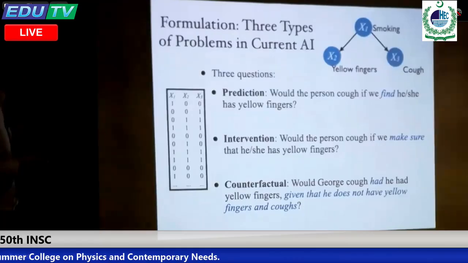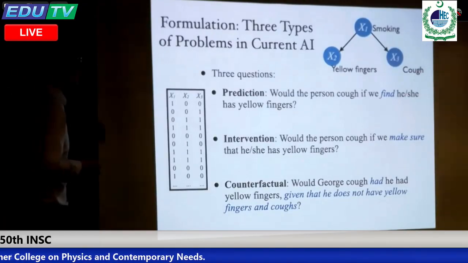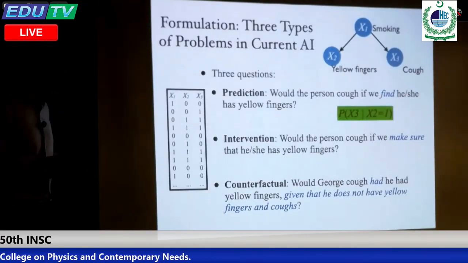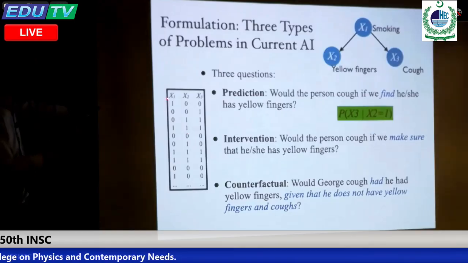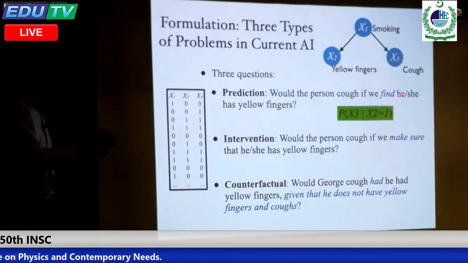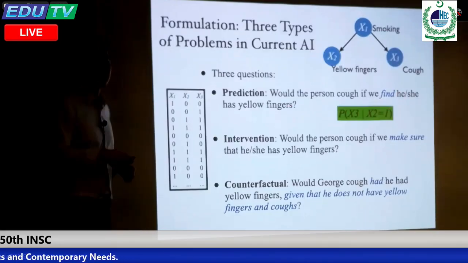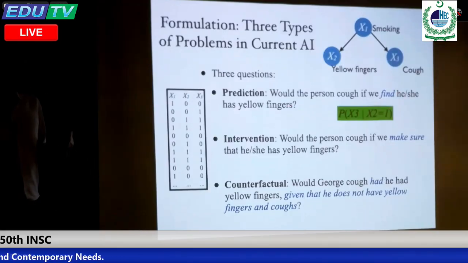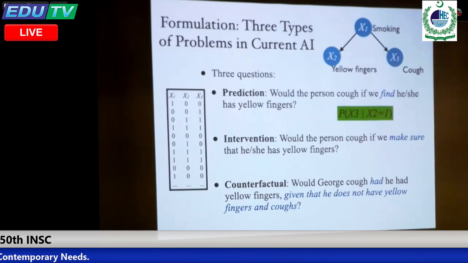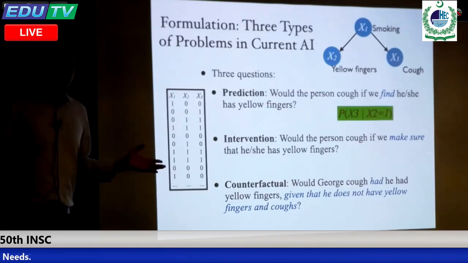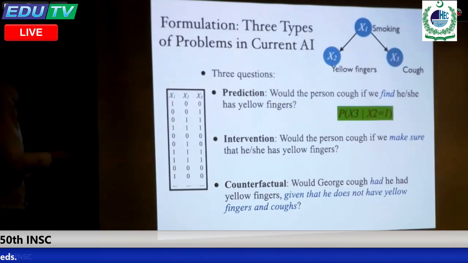Okay, so basically in machine learning, in AI, there are three typical questions. The first one is prediction. You have data, as you can see here, and then you try to say, would the person cough if we see he or she has yellow fingers, right? This is purely observational. We have data, and we make use of some kind of conditional distribution to make predictions. You can do regression, you can do deep learning. So statistical information would be sufficient in this case.